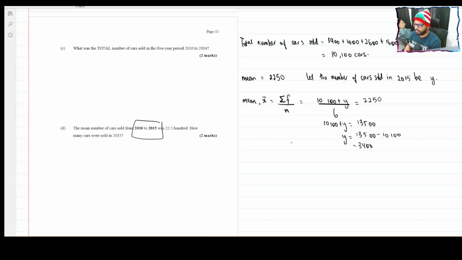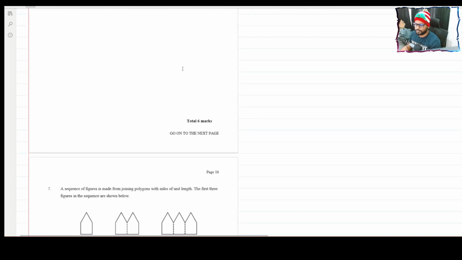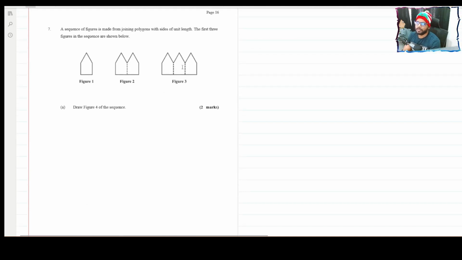So therefore, closing statement, the number of cars sold in 2015 is 3,400 cars. Good to go. All right, number 7.